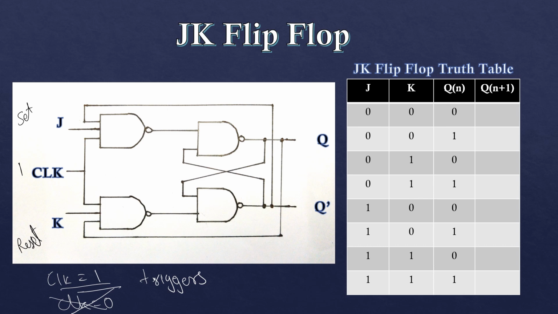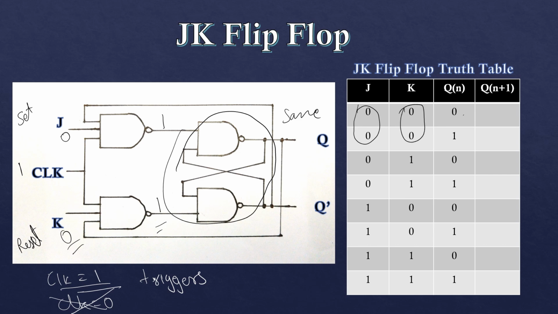Now we'll consider J equal to 0 and K equal to 0. What will be the output? From the first NAND gate, the output will be 1, and from the second NAND gate, the output will be 1. Why is the output 1? Because of the NAND gate property, that is, if one of the inputs is 0, then the output should be 1. Now when 1 and 1 are passed to the RS latch, what will happen? It will remain the same. So whenever J is 0 and K is also 0, the output will remain the same. That is, Q will remain Q in the next state: 0 will become 0 and 1 will become 1.